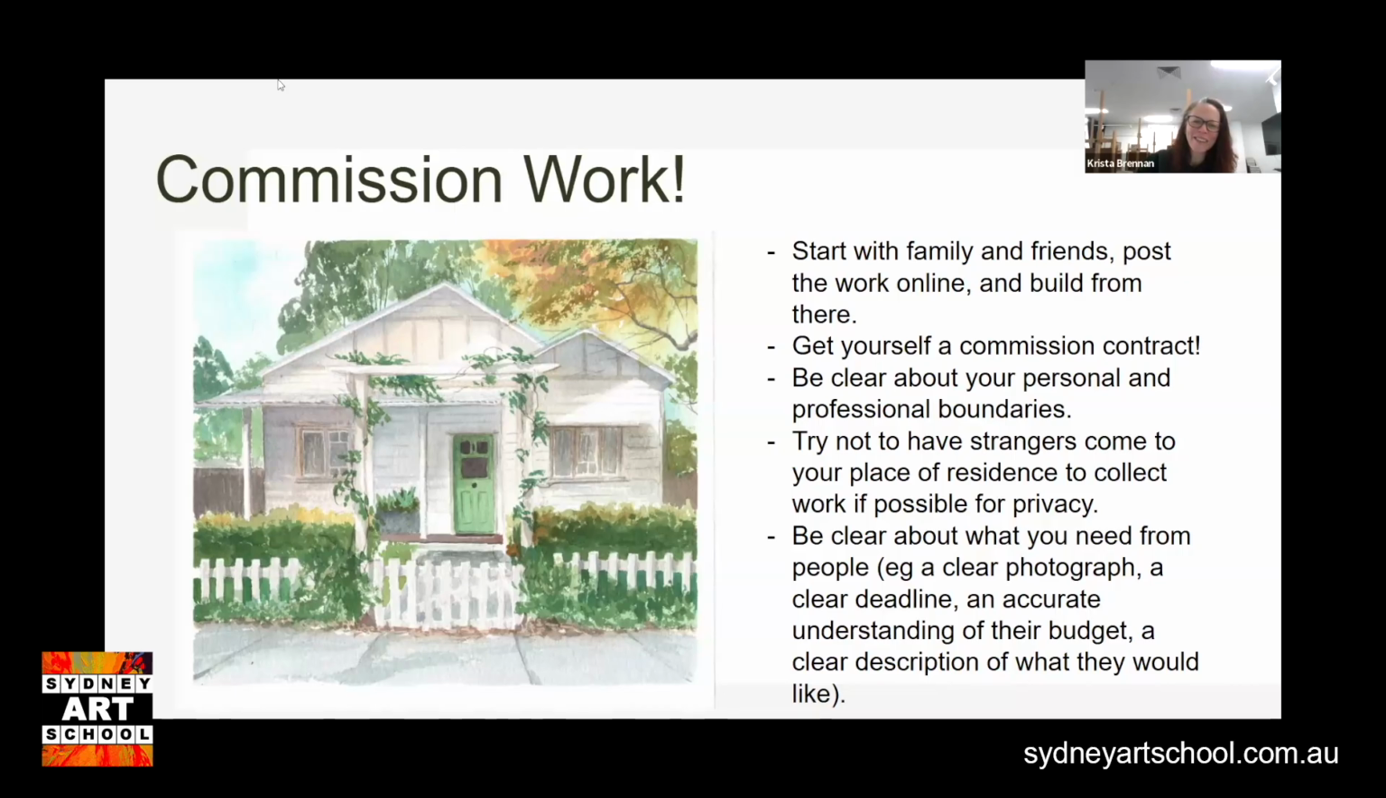Okay, so thinking about commissions, as I said, start with family and friends, post the work online, and you can build things from there. It's a good way to start, just by getting someone that you already know to commission you to do something, and that can be something that they pay you for, hopefully. Or maybe it is something that you're doing as a gift for someone. And so maybe you're not going to charge money for it at this stage, but being able to present a portfolio of commissioned work is a really good step to make sure that people start to view you as the sort of artist that they can approach and ask for commissions.